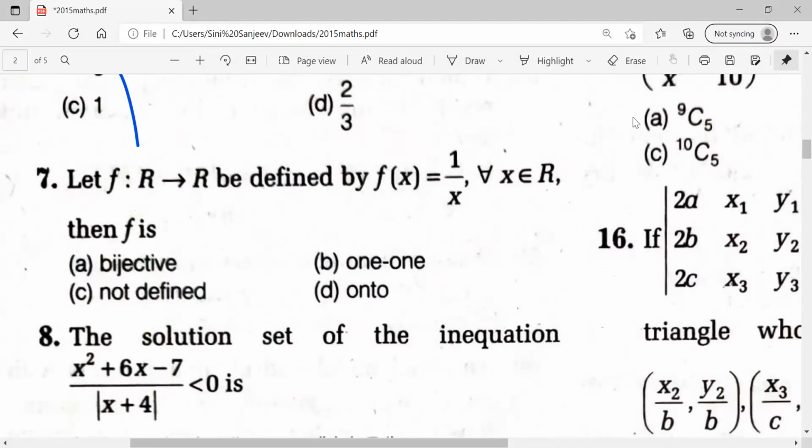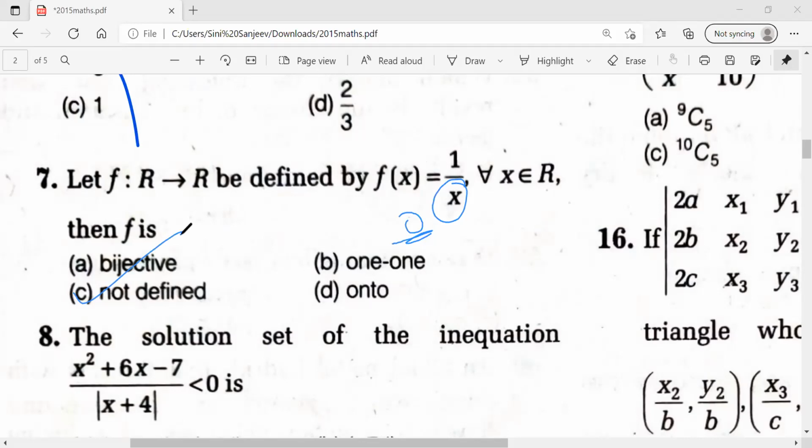Okay, so suppose I'm putting the x value as 0. Correct, 1 by 0 is not defined. This is a direct question. The answer is not defined for this. So kindly substitute the values for this kind of question.